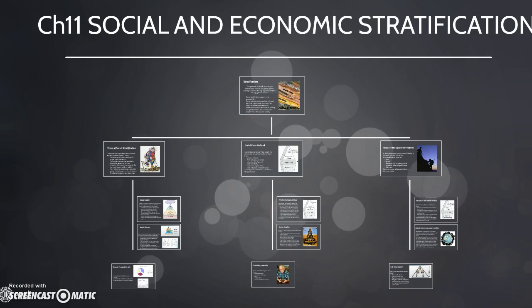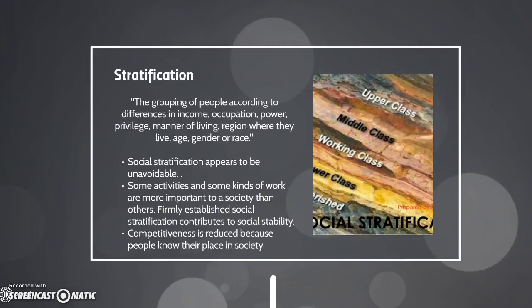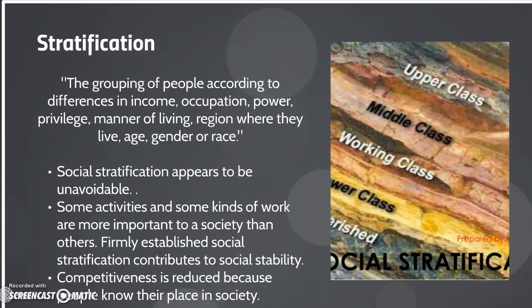We are now beginning Chapter 11 of Hunt and Colander's book. Chapter 11 is the social and economic stratification of society. So let's jump right in and talk about stratification. What is it?